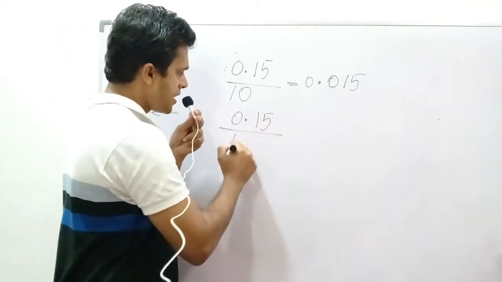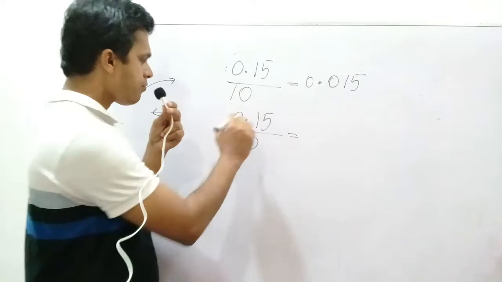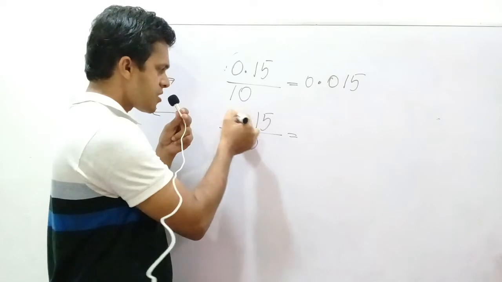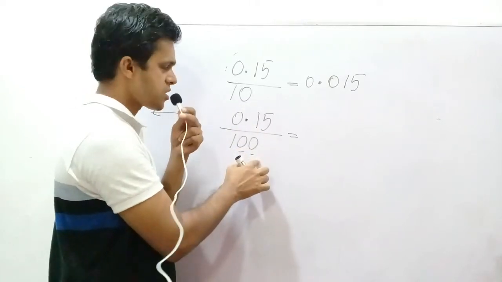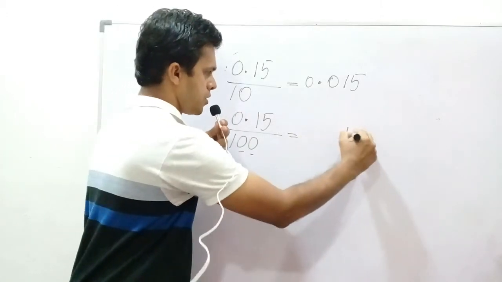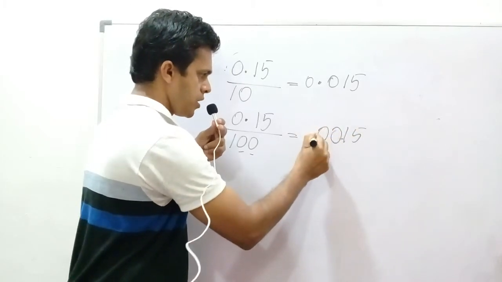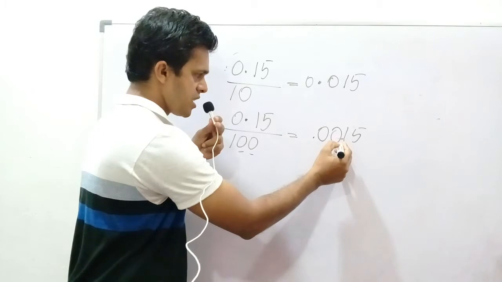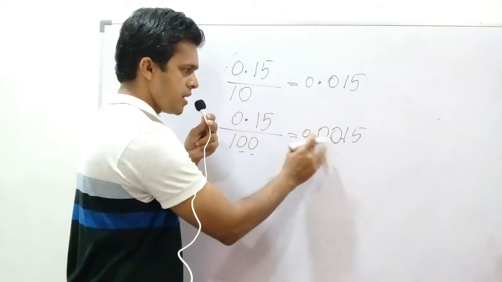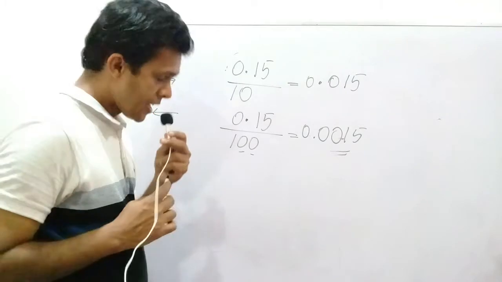This one, 0.15 is divided by 100. Then what is the answer? This decimal point comes to the left side, passing 2 digits. Here you could see 2 zeros. 1 2. So here 0 0 1 2 point. The decimal point was here. So 1 2. Then the answer is 0.0015.